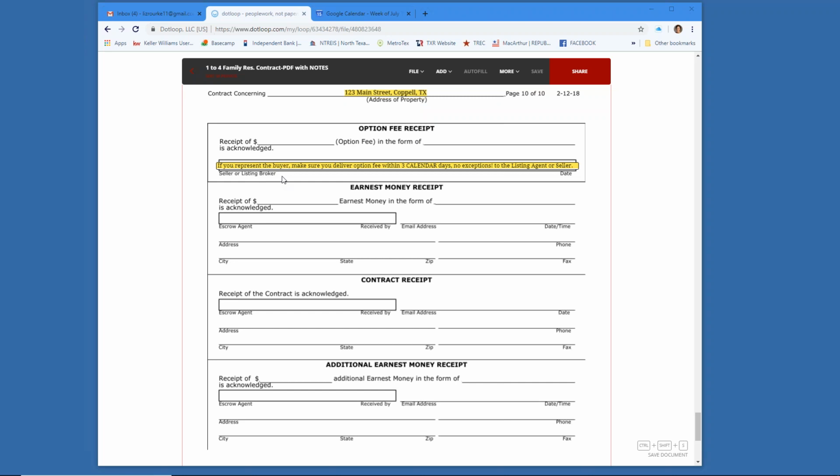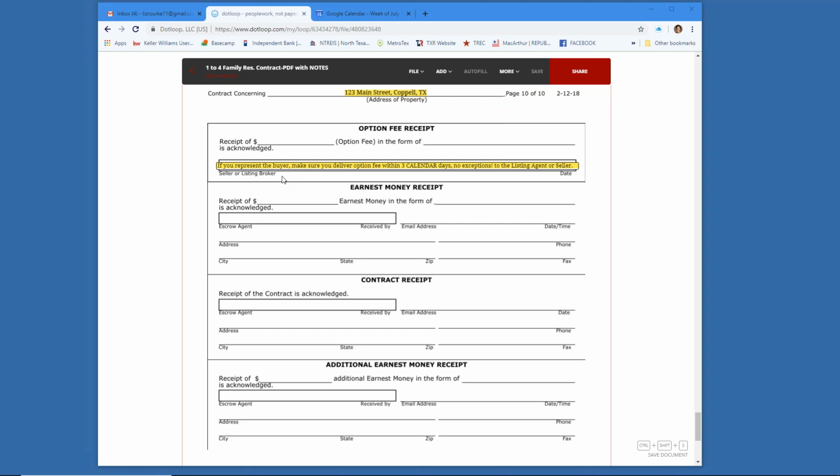You can't prove delivery. Don't put it in the mail. You've got to make it happen, or you've got to protect your buyer, or they won't have an option period where they have the unrestricted right to terminate the contract if you deliver it late. Okay.